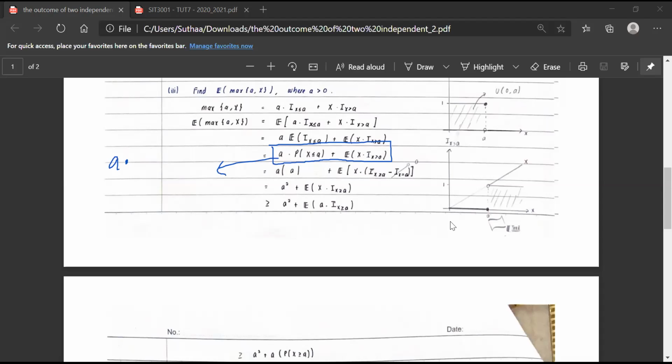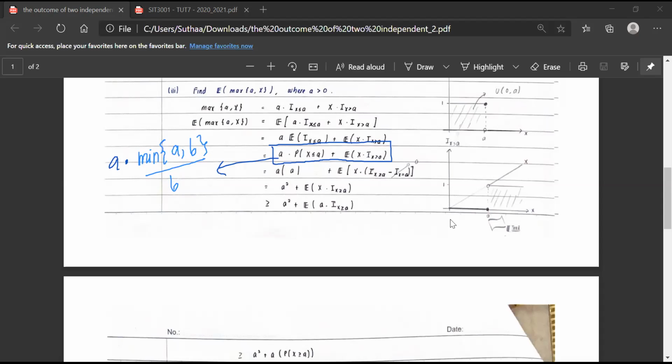It will be something like this. So this part here will be the minimum of a, 6, over 6. Okay, agree? You look at this carefully.